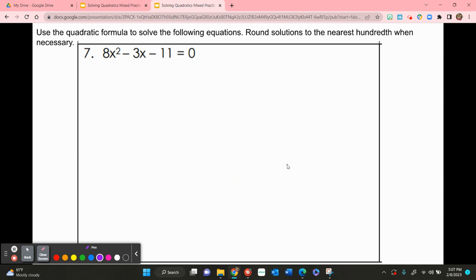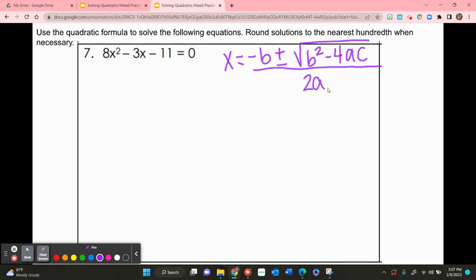Next, let's take a look at the next section. In the next section, we'll be taking a look at number 7. For number 7, it says use the quadratic formula to solve the following equations. Round your solutions to the nearest hundredth when necessary. So again, the quadratic formula that we talked about yesterday is x equals negative b plus or minus the square root of b squared minus 4ac all over 2a. Our first step is to identify the values of a, b, and c. So a is 8, b is negative 3, and c is negative 11. So I'm going to plug that information into the formula.